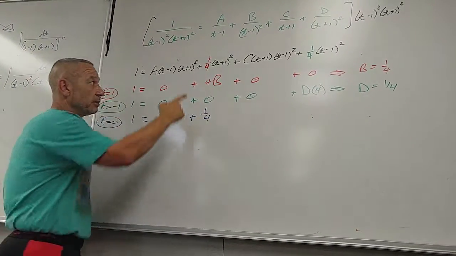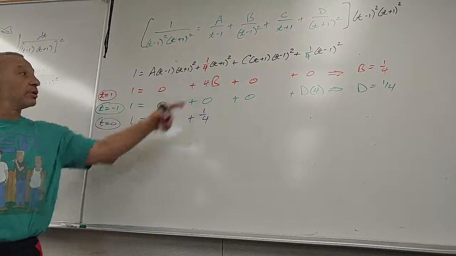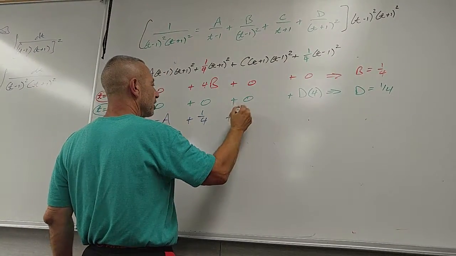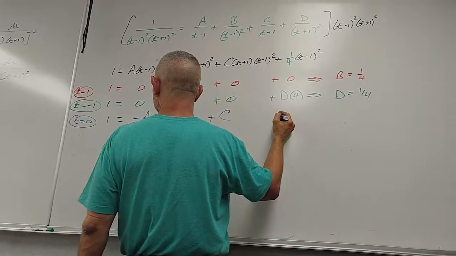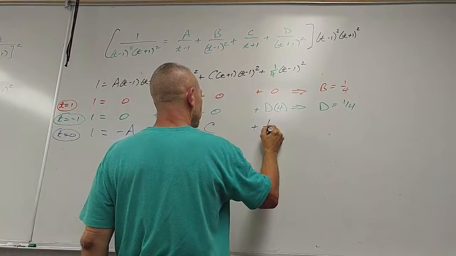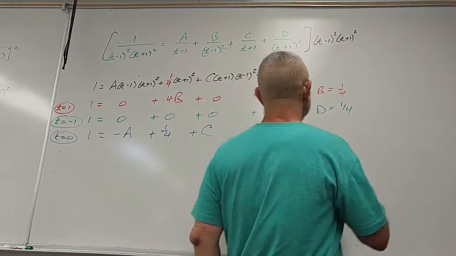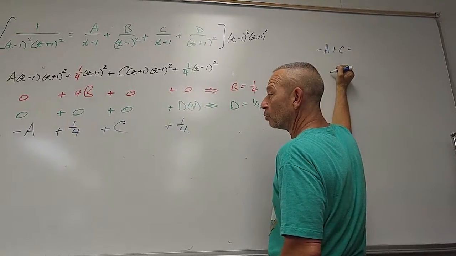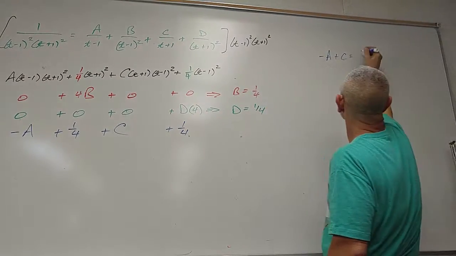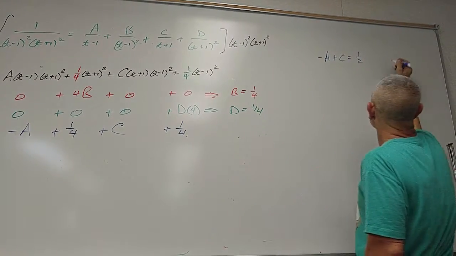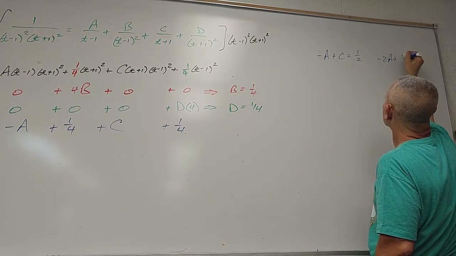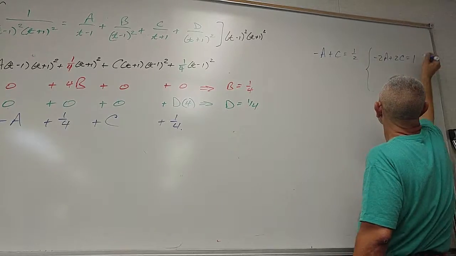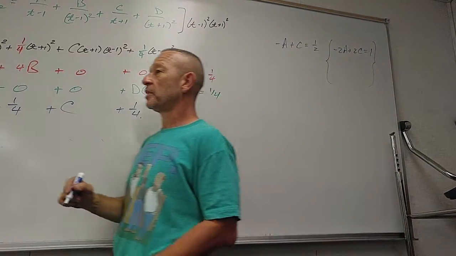I agree, plus b, but we already changed b into a 1/4. Remember 0 here, so plus c plus a 4th. So I get minus a plus c equals 1 minus a half. Or maybe I should write that as minus 2a plus 2c equals 1. So I'm going to get 2 equations and 2 unknowns, and I'll tell you what a and c are equal to.